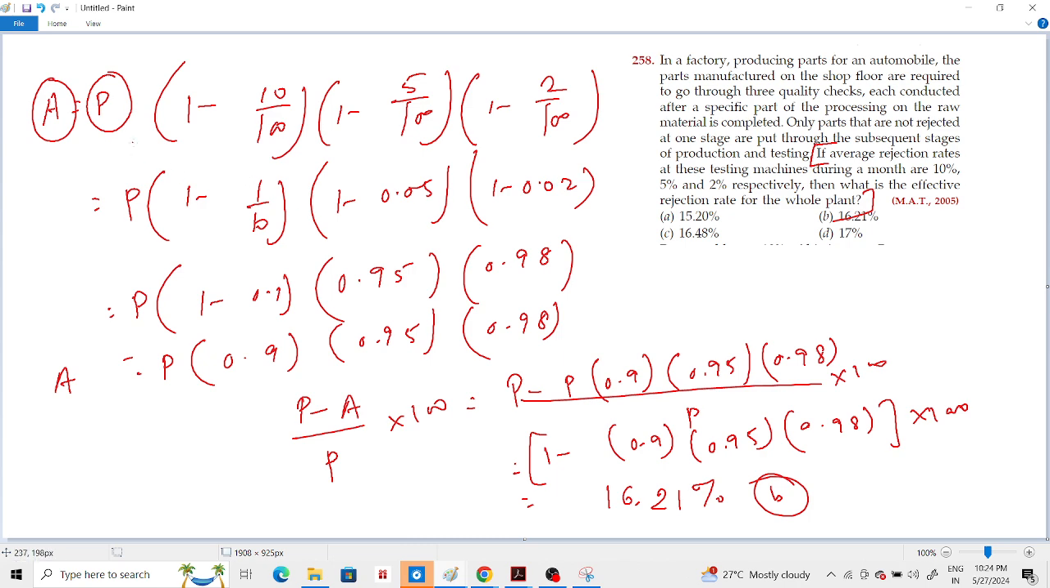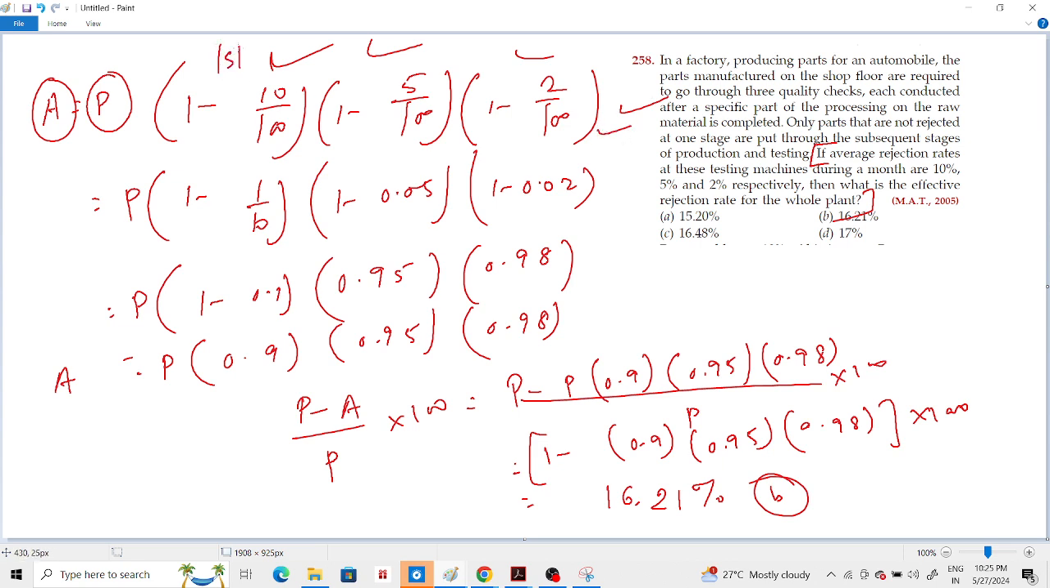So what will that be? You see, P into, now see each of these. What are these percentages? 10%, 5%, 2% are the rejection rates, right? So 10%, 5%, 2% are getting rejected one after the other. Then how many are getting selected? (1 minus 10%) into (1 minus 5%) into (1 minus 2%). Why all multiplied? Because these all happen successively. In the first machine, 1 minus 10% is getting selected. In the second machine, 1 minus 5% is getting selected. In the third machine, 1 minus 2% is getting selected. Did you get my point? Why have I written this equation?